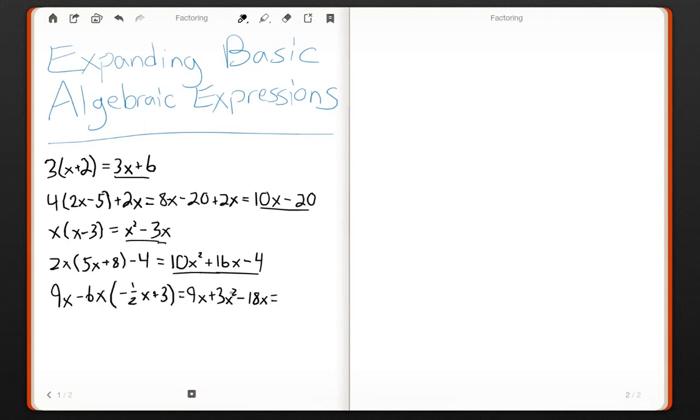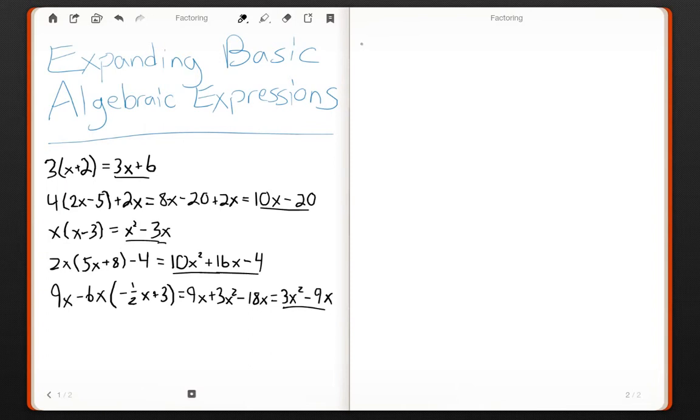Now remember to always put the x squared term first, so we have 3x squared, and then combine 9x and negative 18x will be minus 9x. 9 minus 18 is negative 9.